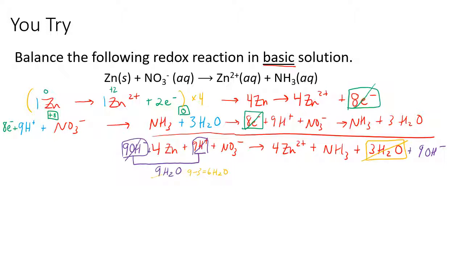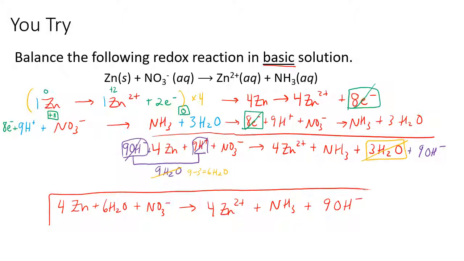the left-hand side. So writing out our full balanced equation in basic solution, we've got 4 Zn plus 6 H2O plus NO3 minus going to 4 Zn2 plus NH3 plus 9 OH minus. We check and we have water and hydroxide left, which tells us we were in a basic solution.